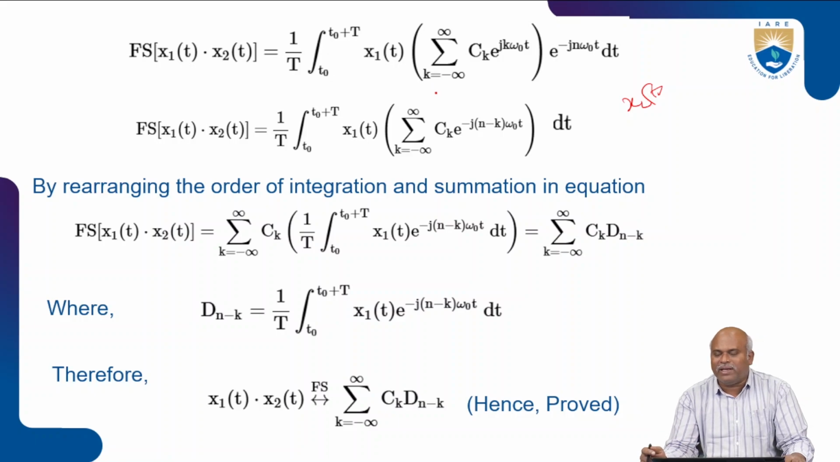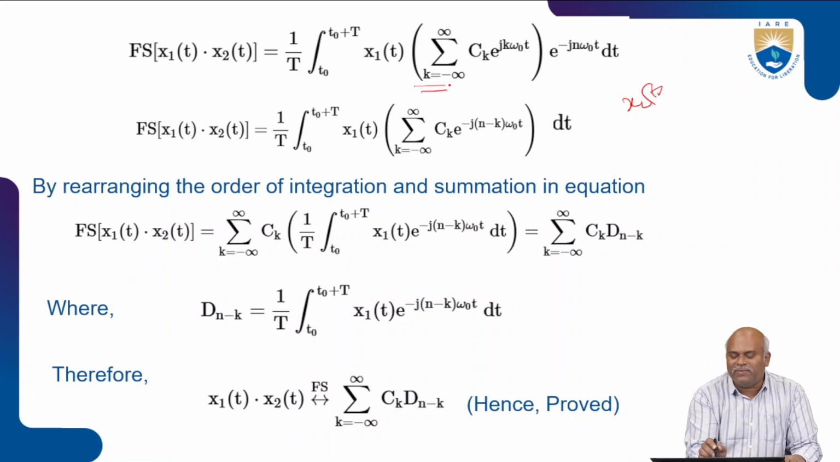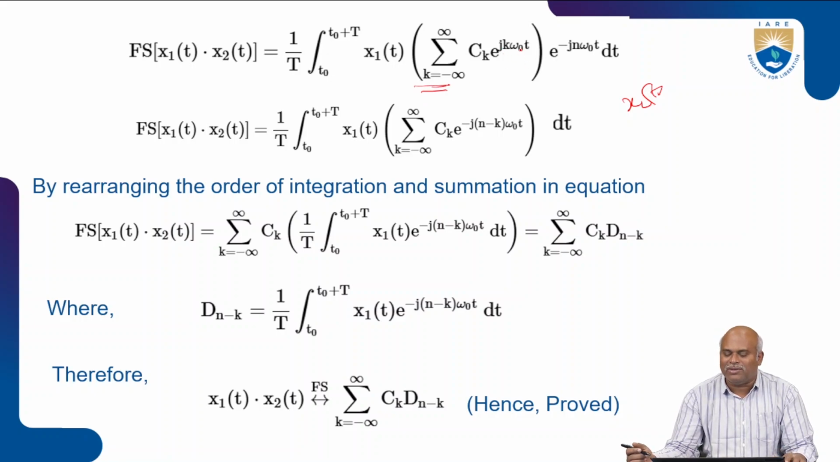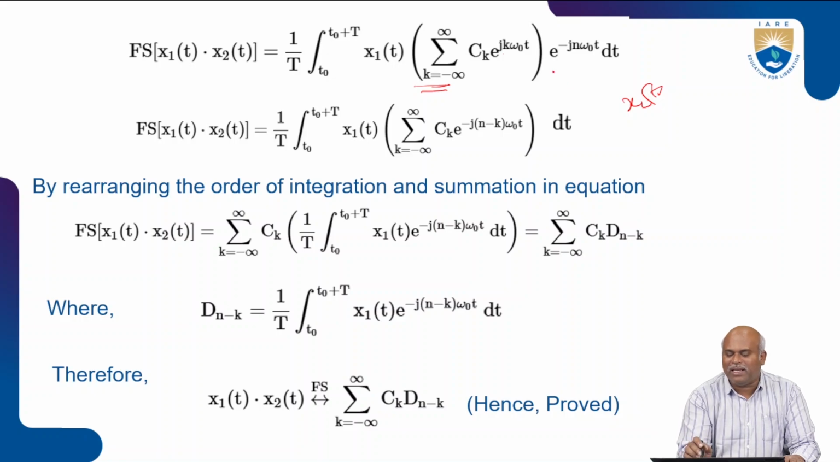Previously, what we were using for the remaining property was n. So if you are using k here, you can also use k, e power j k. Okay, then what is the remaining thing? e power minus j n omega 0 t dt.